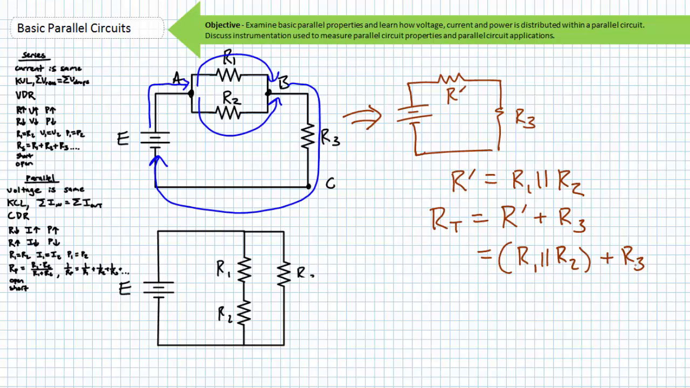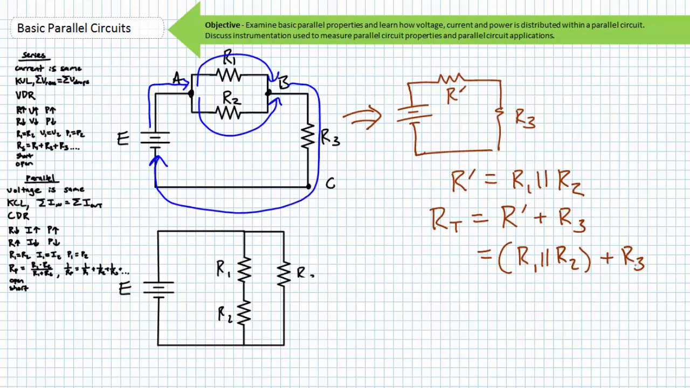Now, let's consider voltage and current distribution within this circuit. What is the voltage drop across R1 compared to that of R2? The voltage drop across elements hooked in parallel should be the same. If we were to model the parallel combination of R1 and R2 as an imaginary resistance called R prime hooked between node A and B, how would the current through R prime compare to that of the current through R3? The current through elements hooked in series is the same.